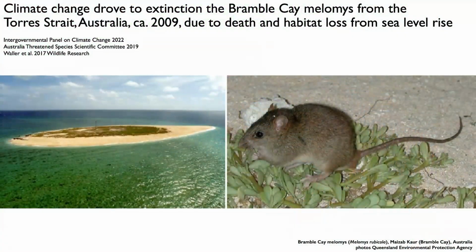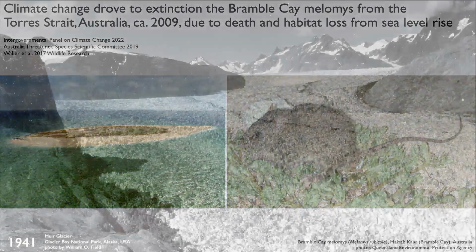The other species climate change has driven to extinction is the bramble cay melomys, a rodent on an island off the coast of Papua New Guinea that's part of Australia. And regrettably, the combination of sea level rise and storm surge has allowed storms to wash completely over the last island habitat of the species. And so it kills vegetation, and it potentially carried the little animals out to sea, regrettably gone extinct.